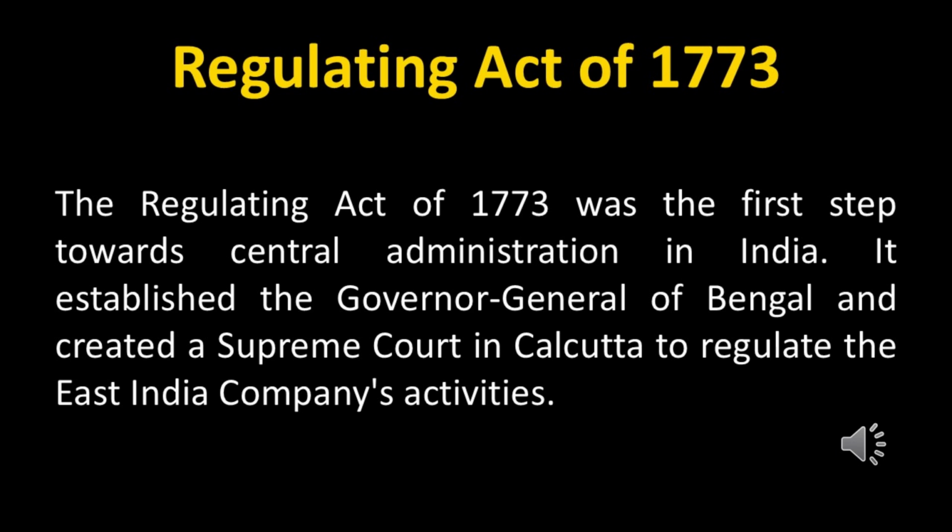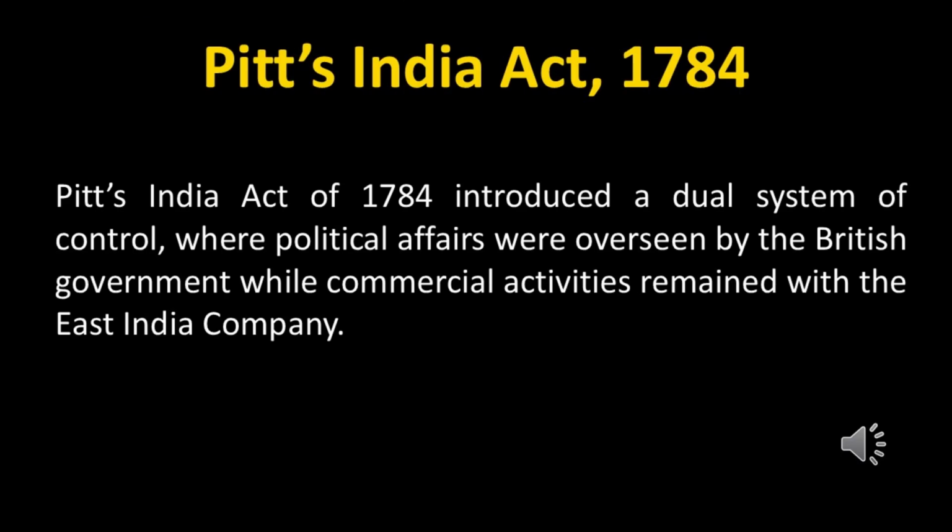It established the Governor-General of Bengal and created a Supreme Court in Calcutta to regulate the East India Company's activities. Pitt's India Act, 1784. Pitt's India Act of 1784 introduced a dual system of control, where political affairs were overseen by the British government while commercial activities remained with the East India Company.